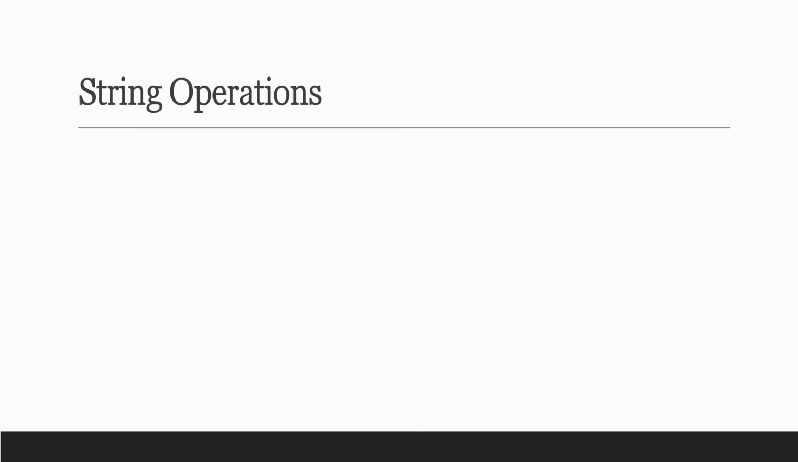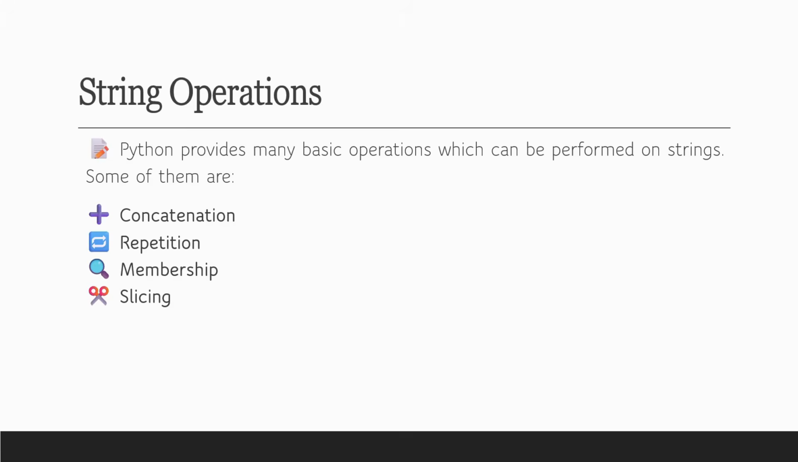String operations. Python provides many basic operations that can be performed on strings. Some of these operations are concatenation, repetition, membership, and slicing. We will learn each of these operations one by one with examples.